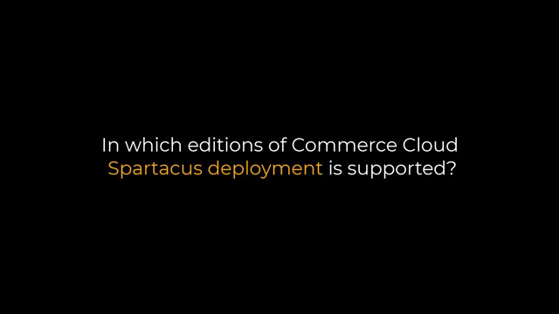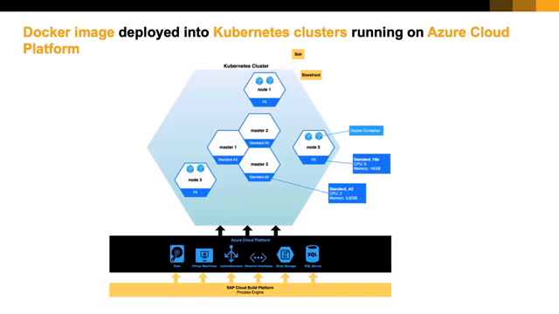In which editions of Commerce Cloud standard is Spartacus deployment supported? Can the Spartacus front-end deployment be done independently in the CCV2 environment to decouple from Commerce deployment? As far as I know, Spartacus is supported in both editions, but I need to check. If that document doesn't say anything about it, then it should be available in the standard edition as well.